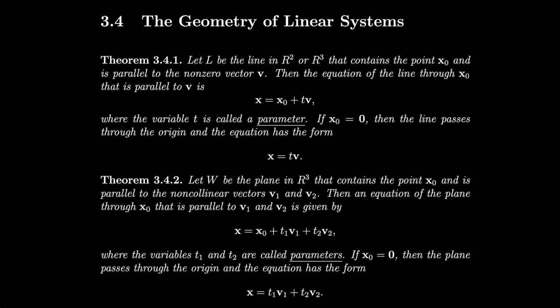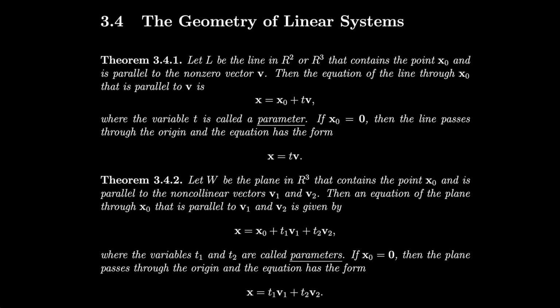Section 3.4, the geometry of linear systems. Let L be the line in R2 or R3 that contains the point x0 and is parallel to the non-zero vector v. Then the equation of the line through x0 that is parallel to v is x equals x0 plus tv, where the variable t is called a parameter.